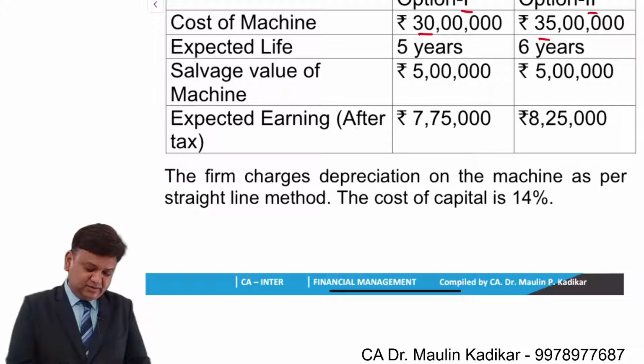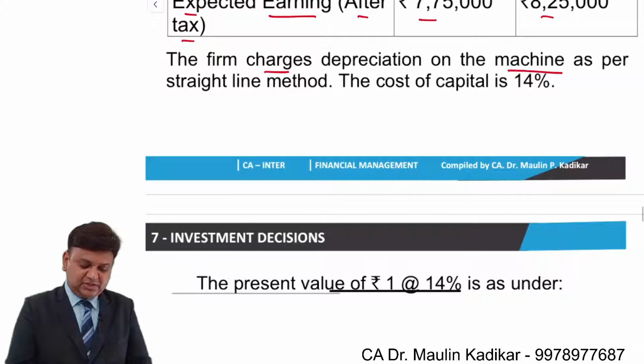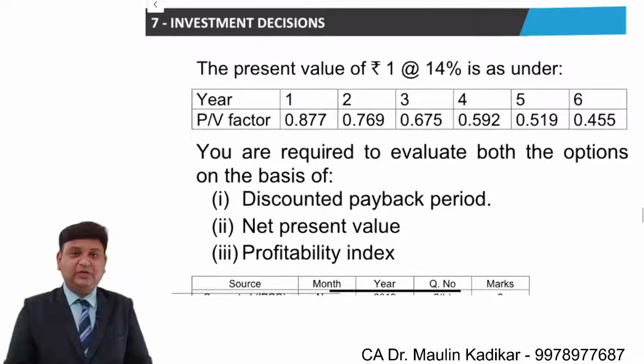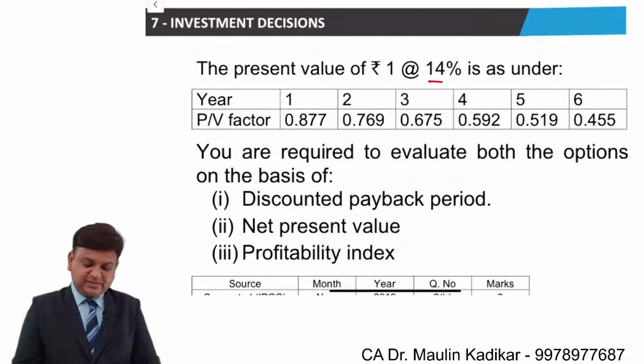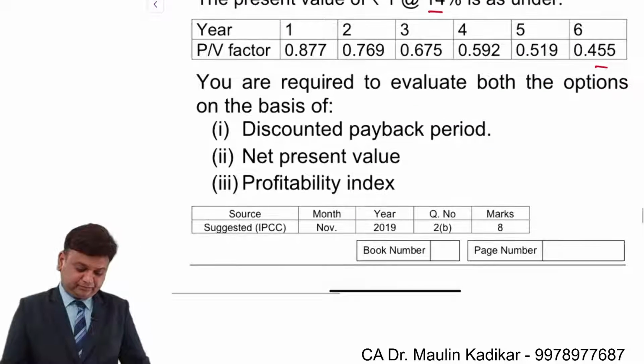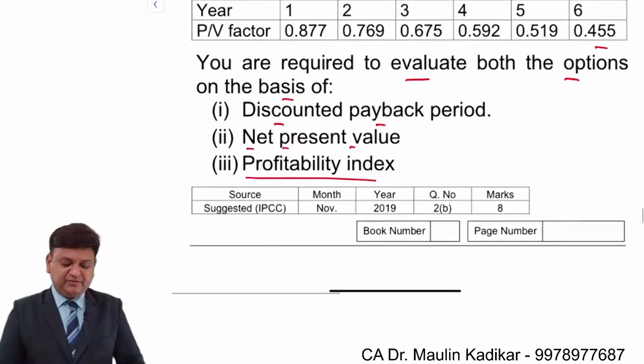Cost of the machine is given, life is given, salvage value of the machinery is given, expected earning on after tax basis is given. The firm charges depreciation on the machinery as per SLM. Discounting rate is set 14%. The present value at 14% is provided to us year 1 to year 6. You are required to evaluate both the options on the basis of discounted payback period, NPV, and profitability index.